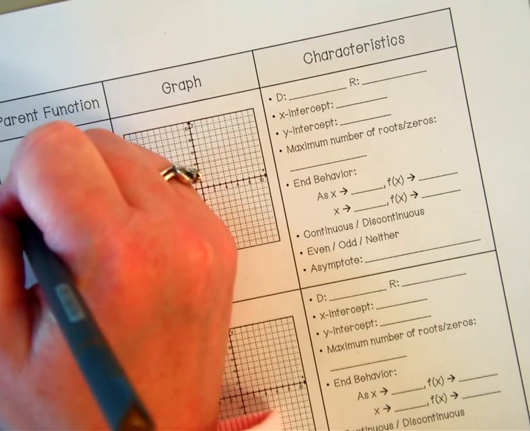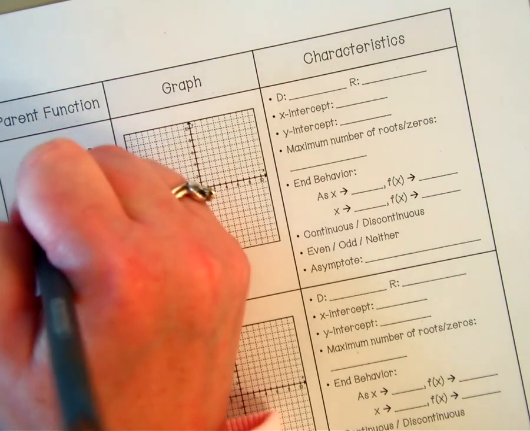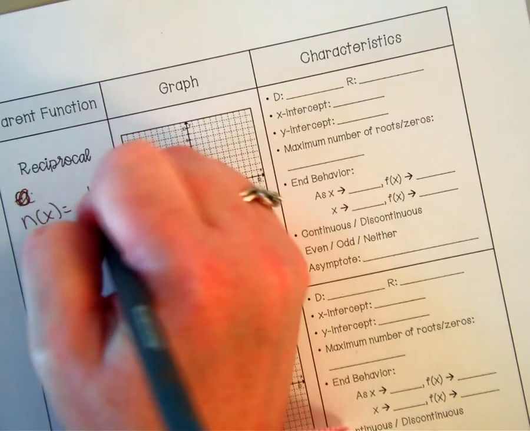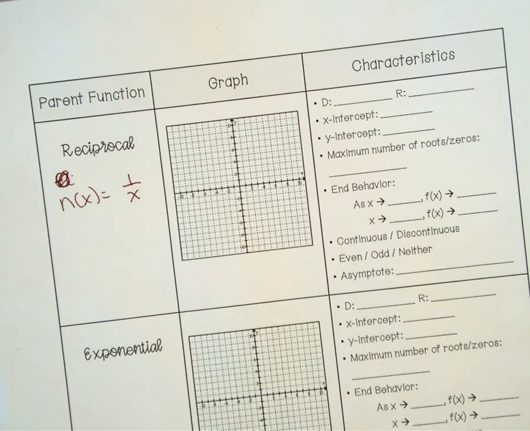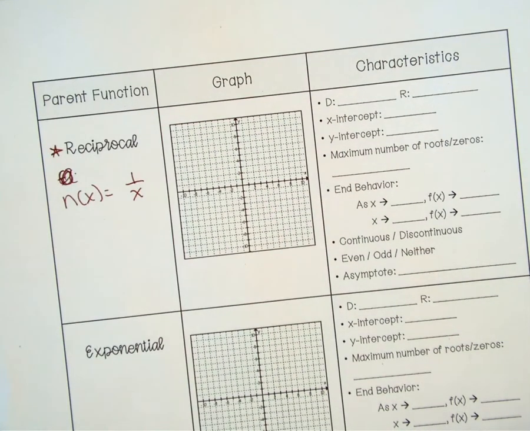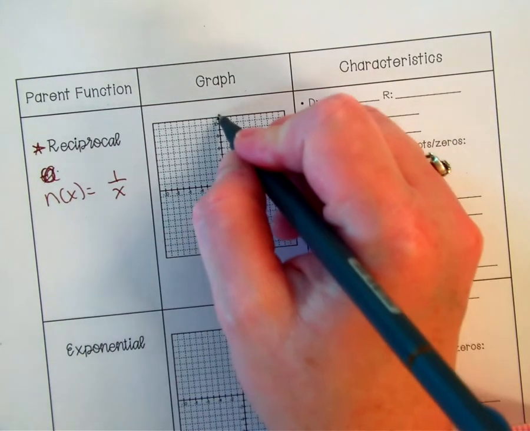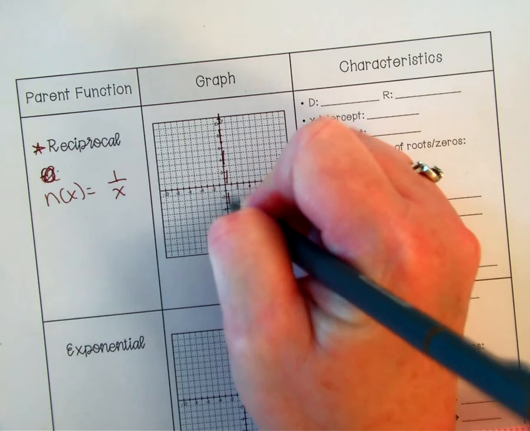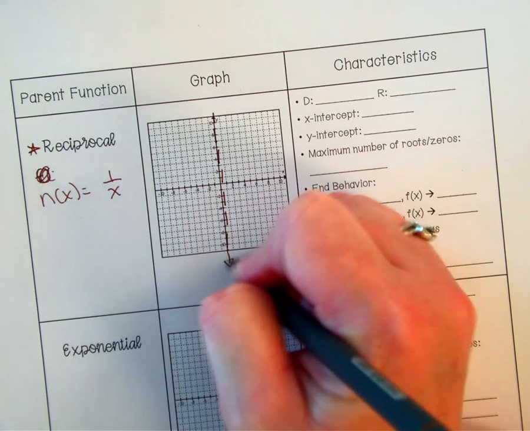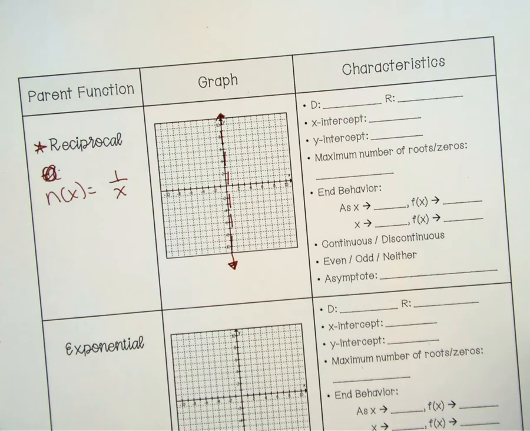Reciprocal function. All right, so reciprocal function 1 over x. This was another one of our special cases because, again, with a fraction, the denominator can't be 0. So if you recall, we have an asymptote right there along the y-axis. So that's our dotted line there.